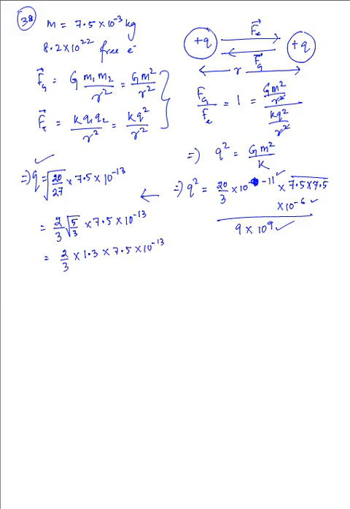Now this is the value of Q, and that is equal to n times E. So we have the value of n equal to 2 over 3 times 1.3 times 7.5 times 10 raised to the power minus 13, entirely divided by E, that is 1.6 times 10 raised to the power minus 19. Now if you calculate, this 3 cancels out with 7.5 to give us 2.5. 2.5 times 2 is 5. 5 times 1.3 is 6.5. 6.5 divided by 1.6 is nearly equal to 4.